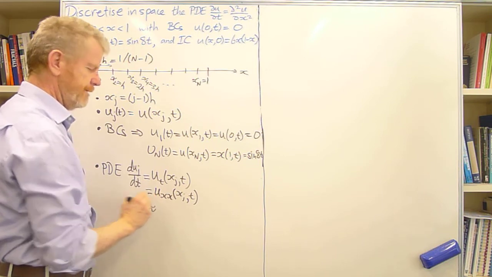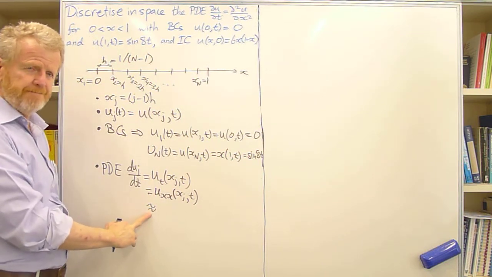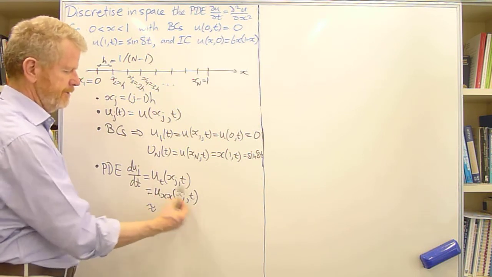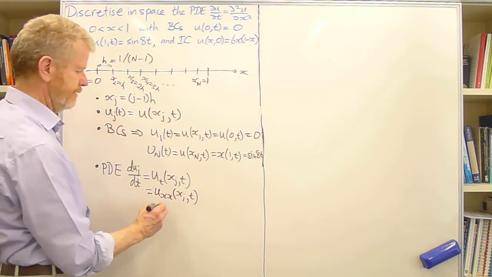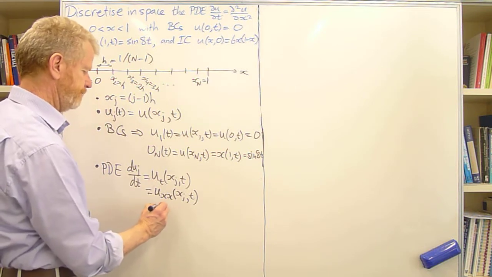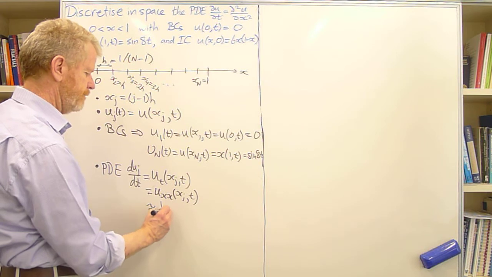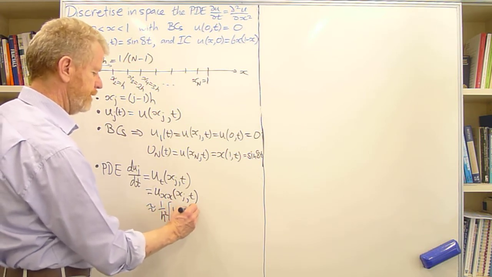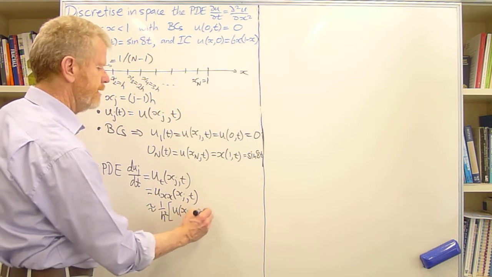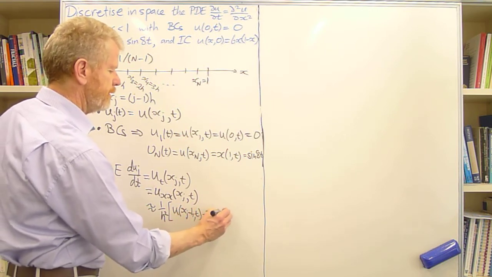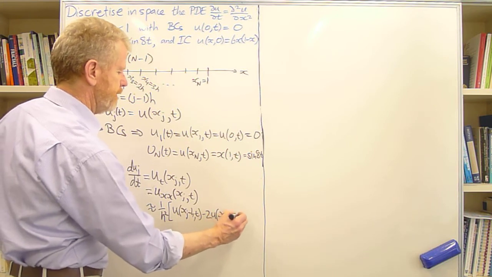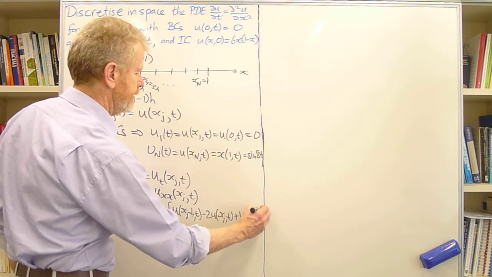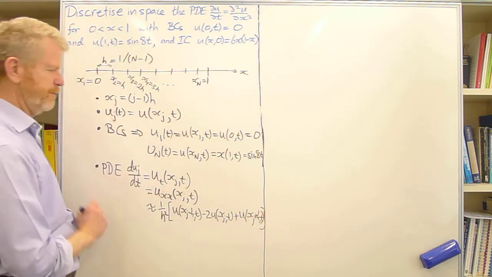And now discretisation is an approximation, and it is the approximation of replacing this second derivative by its discretisation. So that'll be 1/h squared into u(xj−h, t) − 2u(xj, t) + u(xj+h, t). Running out of space there.